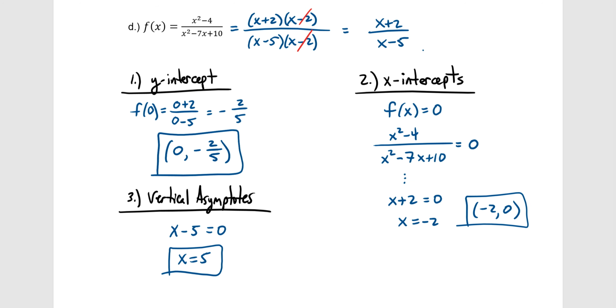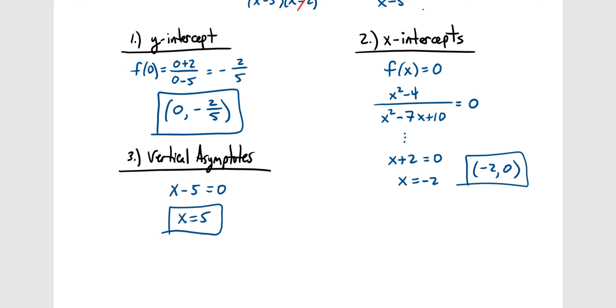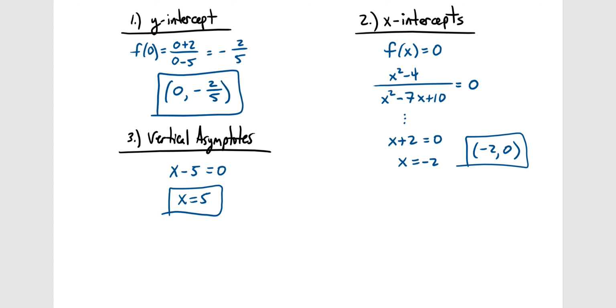Okay, so our y-intercept is going to be at -2/5. Our x-intercept is going to be at -2, 0. And I threw in a little squiggle here just to represent that jump from setting the function equal to 0 to setting the simplified numerator equal to 0. So we got the x-intercept at -2 and this vertical asymptote at x equals 5.